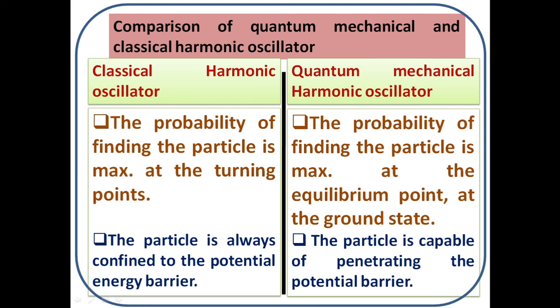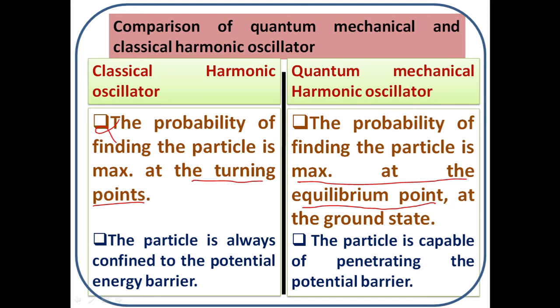Another point is that the probability of finding the particle is maximum at the turning points. In the case of a classical harmonic oscillator, the probability is maximum at the classical turning points, while in the case of a quantum mechanical harmonic oscillator, especially at the ground state, the probability of finding the particle is maximum at the equilibrium point. That is the central point, corresponding to x is equal to 0.